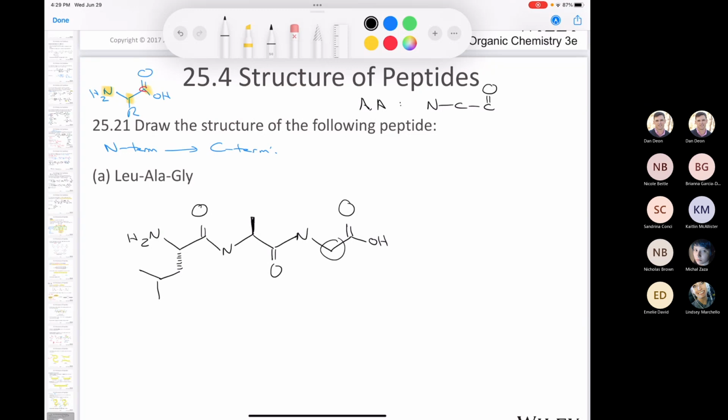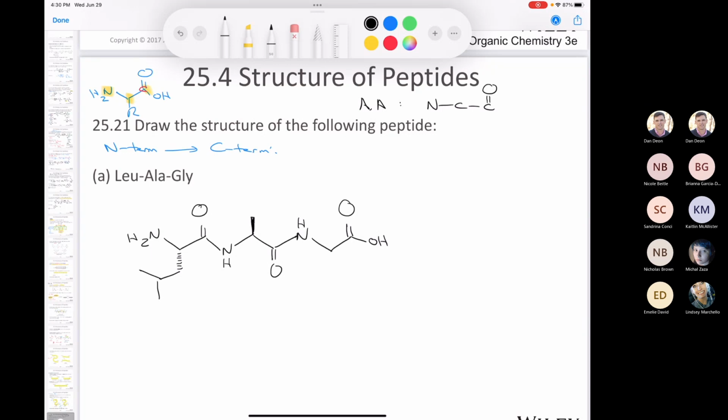And the next one is a glycine, and glycine doesn't have any R groups. It's just 2 hydrogens. So there we go. The next thing that we have to do is fill in any missing atoms. You can see that we're missing an atom on this nitrogen and this nitrogen, and there you go. We've drawn the structure of the compound.